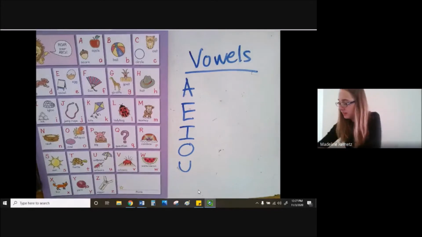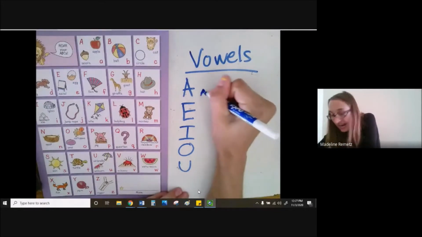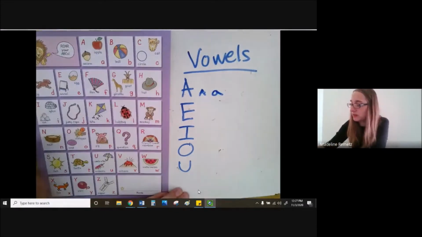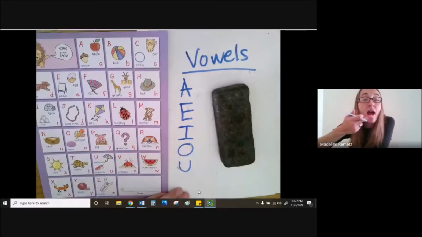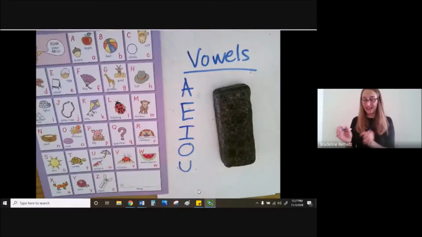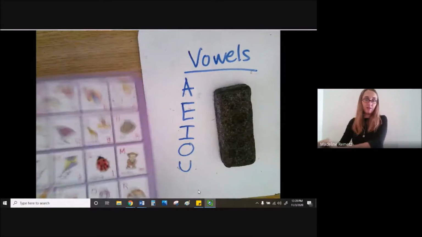Now, I don't mean write your A really tiny, and I don't mean a lowercase letter. I'm talking about the phonics, the sound your mouth makes when you read this letter if it's a short vowel sound. So we can put our alphabet chart away.